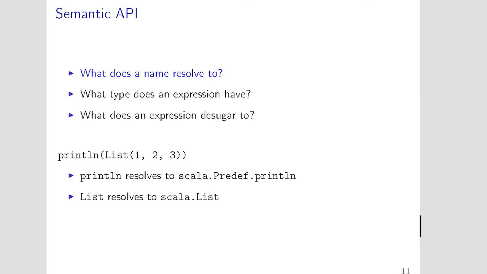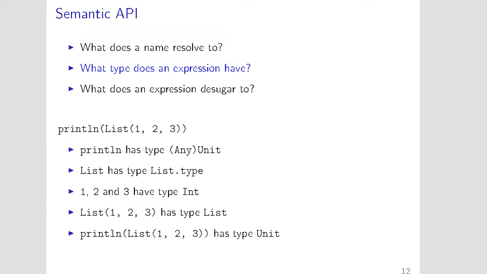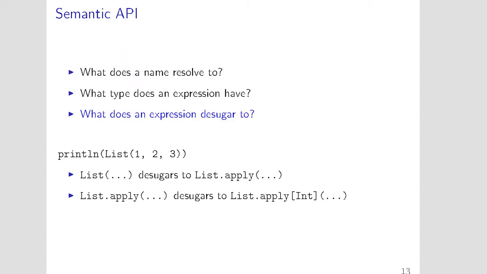Now types. So here it's much more: List of something that desugars to List.apply. And also apply is a generic method, which means that if the type argument is not specified in an invocation of such a method, then the compiler will infer it, kind of guess it. So List.apply in turn desugars to List.apply[Int], and so on.